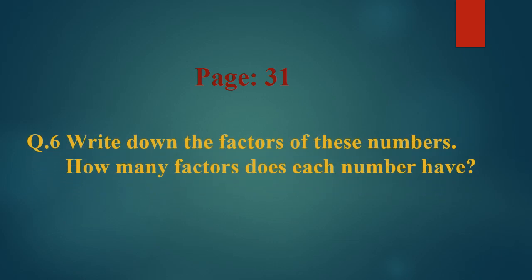Now open page 31 of your Oxford New Countdown Book 4, question number 6. Write down the factors of these numbers. How many factors does each number have? The question carries 3 parts. Number 1, 54. Number 2, 25. And number 3, 36.